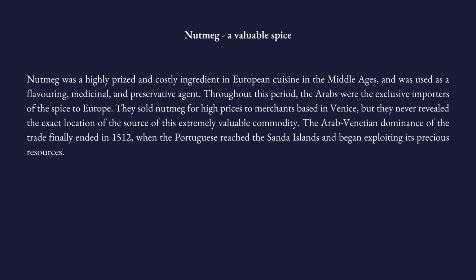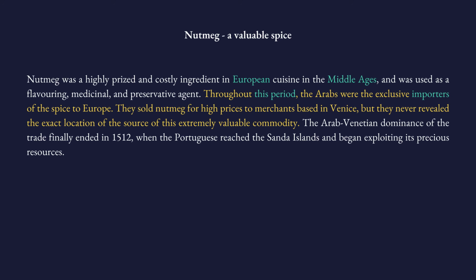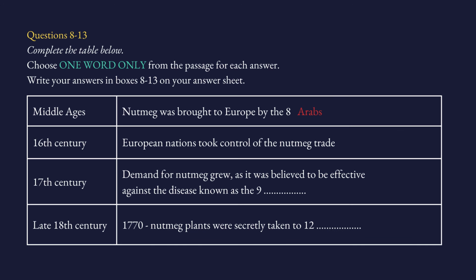Paragraph 2, we have Middle Ages, we have European, and we have importers. Importers means people who bring, which is a synonym for this word, was brought. So the passage is basically this: throughout this period, that is Middle Ages, the Arabs were the exclusive importers of the spice to Europe. And here we have it. So the Arabs were bringing the spices to Europe. And we have the answer. The answer goes here, by the Arabs.